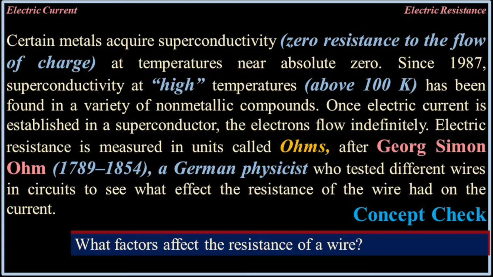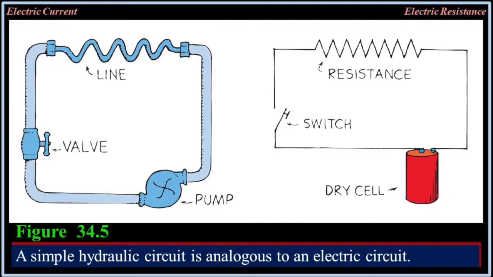Electric resistance is measured in units called ohms, after Georg Simon Ohm, 1789 to 1854, a German physicist who tested different wires and circuits to see what effects the resistance of wires had on current. Concept check. What factors affect the resistance of a wire? Figure 34.2. A simple hydraulic circuit is analogous to an electric circuit.